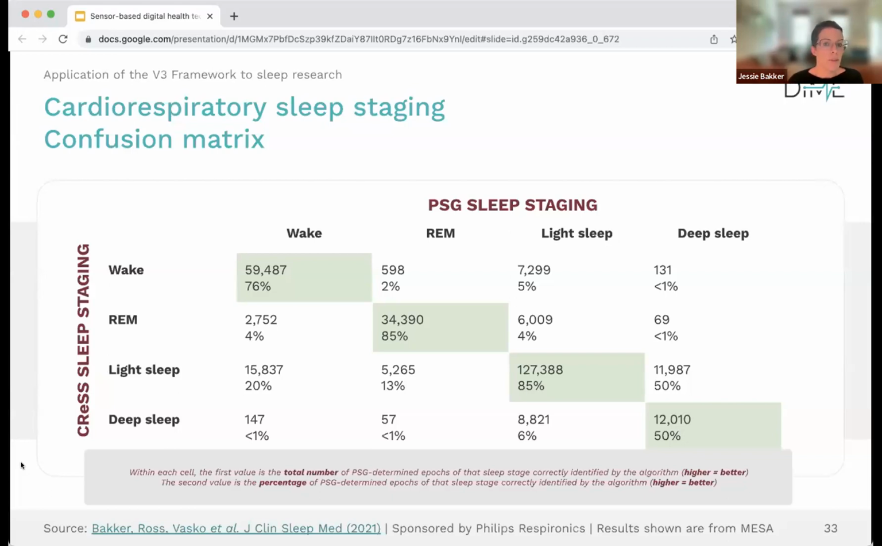So question number 3, which I will circle back to, is how granular should my analysis be? By granular, what I'm referring to here is that this analysis, the confusion matrix, is based on individual epochs rather than summary metrics like total sleep time or sleep efficiency, for example.